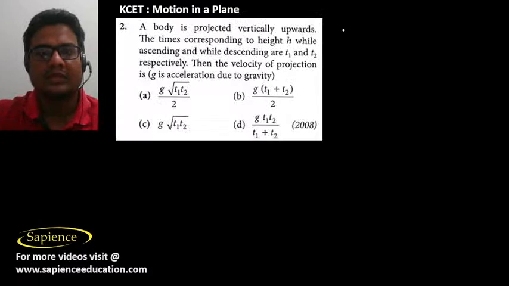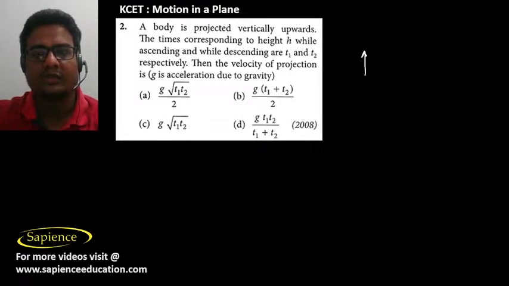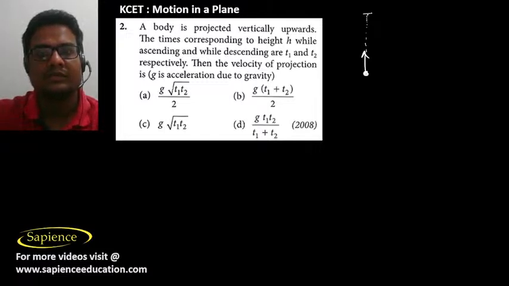Then here it is told that a body is projected vertically upwards. The times corresponding to height h while ascending and while descending are t1 and t2 respectively. Then the velocity of projection is? So while it is going up, while ascending, the time taken to reach the height h and while descending.